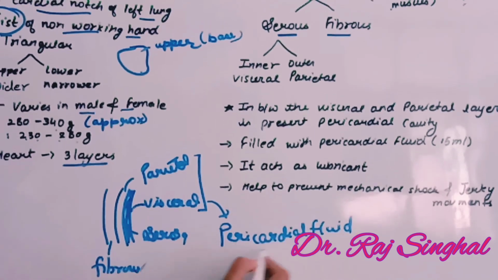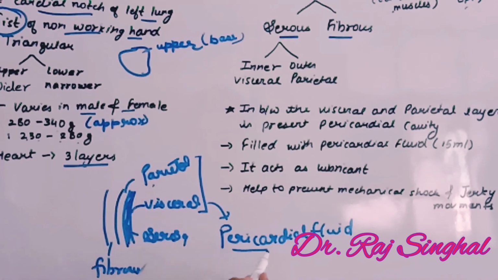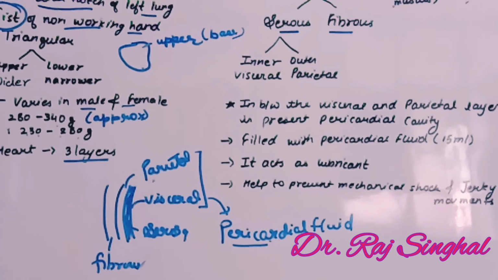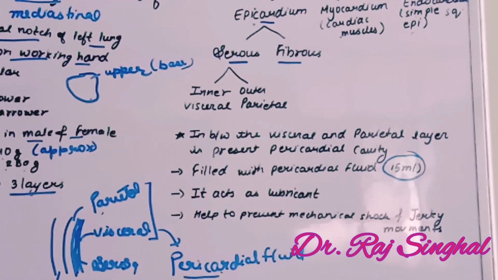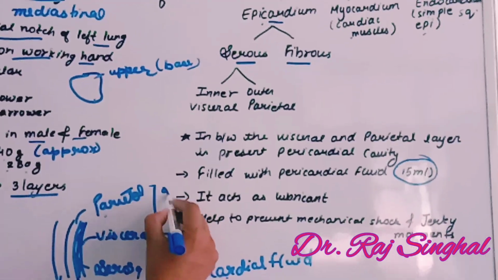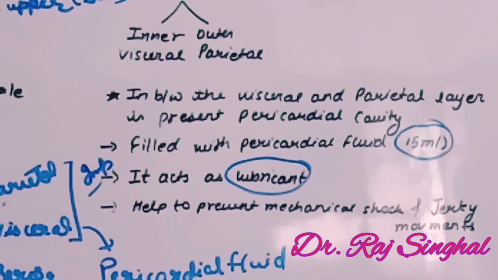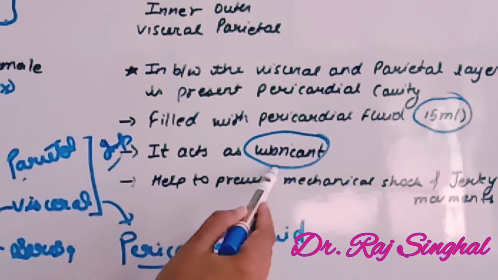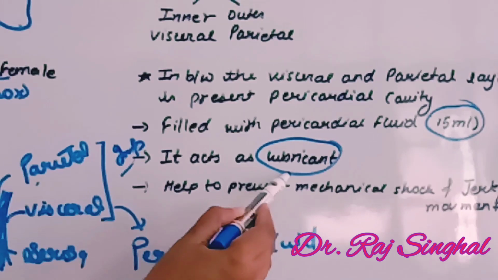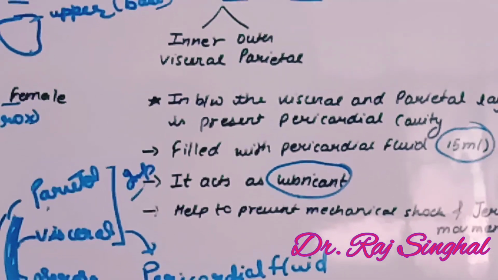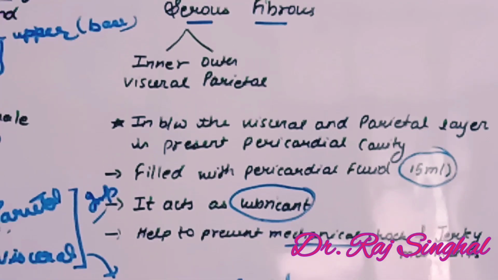The cavity is known as pericardial cavity, and the liquid present in between these layers is pericardial fluid, which is approximately 15 ml but varies in different organisms, and it performs a very important function of lubrication. That is, at the time of movement or contraction and relaxation of the heart, it helps to create a frictionless environment, thereby acting like a lubricant. It also helps protect the heart from mechanical shocks and jerks.